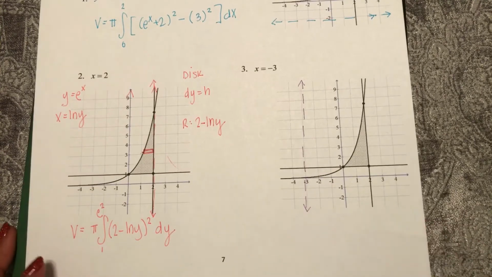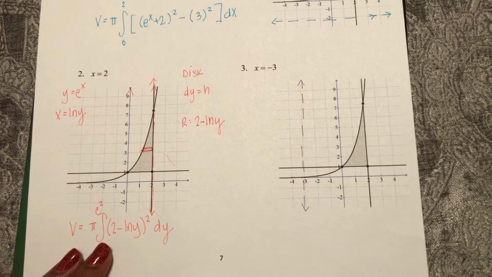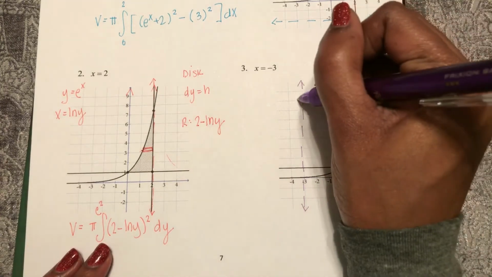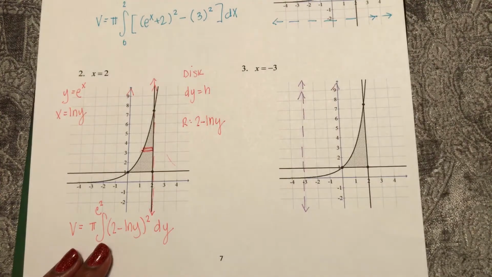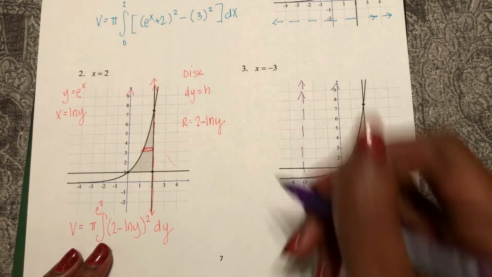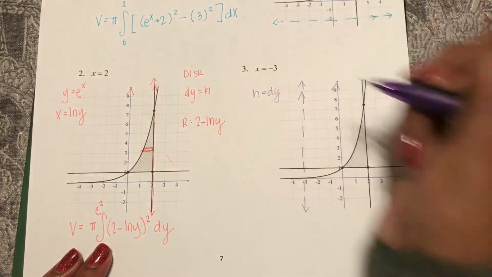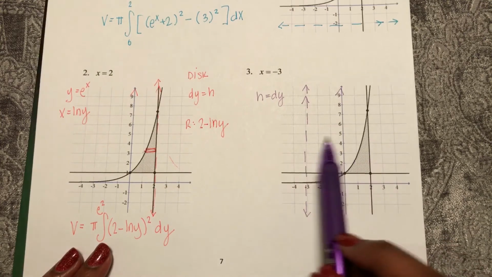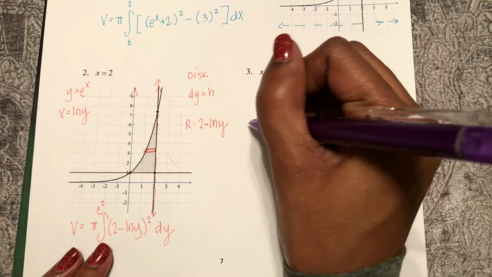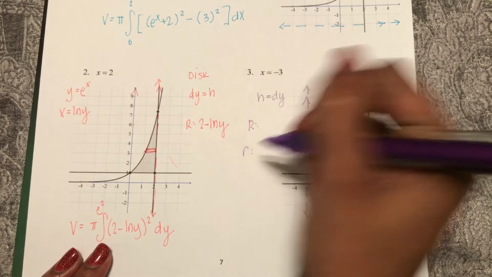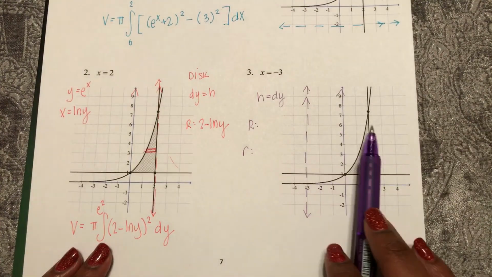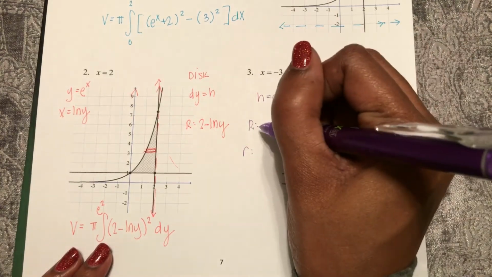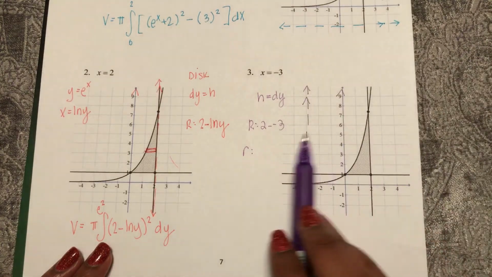Now, last but not least, we have this same region rotated around the line x equals -3. So x equals -3 is parallel to the y-axis. So that means it's the same setup, which means that my height is going to be dy. I can see that there is a hole here between my shape and my axis of rotation. So I need a big radius and a little radius. Now my big radius is always right minus left. So that in this instance is going to be 2 subtracting -3.